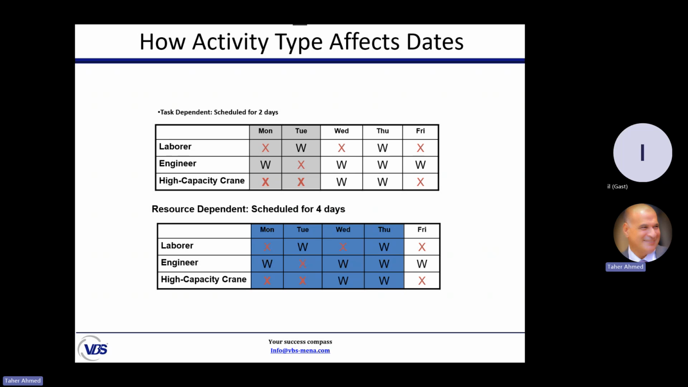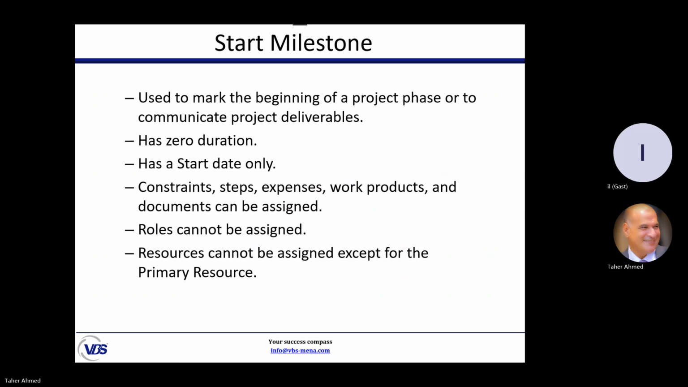We use resource dependent only when we have a special resource with a special calendar. Usually resources use the same calendar as your company. This is my same calendar. But if you hire, as I told you, an outsourced resource with a special calendar of 2 days per week only, it's better to change the activity type from task dependent to resource dependent. Right. What about start milestone and finish milestone?